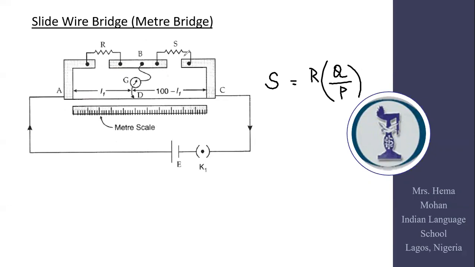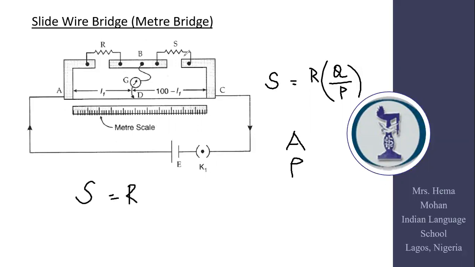Now, meter bridge consists of 1 meter wire of uniform cross-sectional area. Let's consider that cross-sectional area to be A, and it is made of an alloy, either constantan or manganese, and let me consider the resistivity of the wire to be rho. And you know that this resistivity is characteristic of the material and does not change if there is no change in temperature.